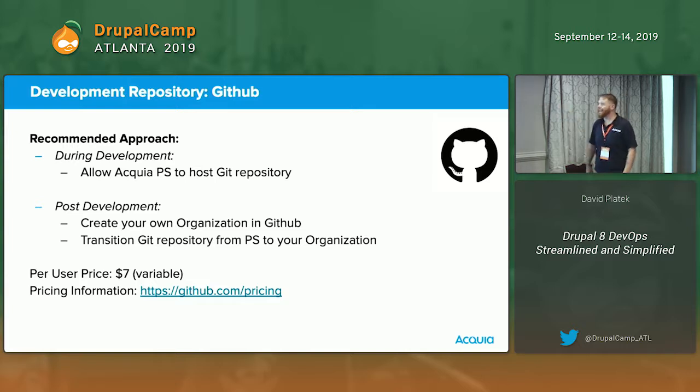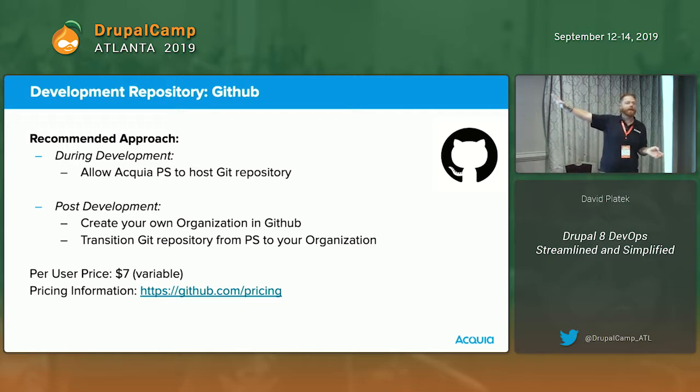Right now we're recommending GitHub. This is kind of a little out of date because frankly we're kind of recommending GitLab, but I'm not going to say that too loudly. Again, during development you would have PS host this for you. Post-development, it's your responsibility to maintain this, right? Like we've built the application, we're moving on.